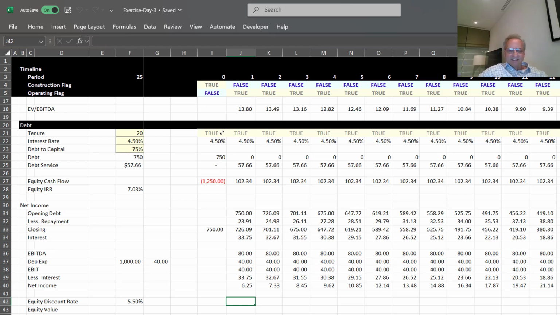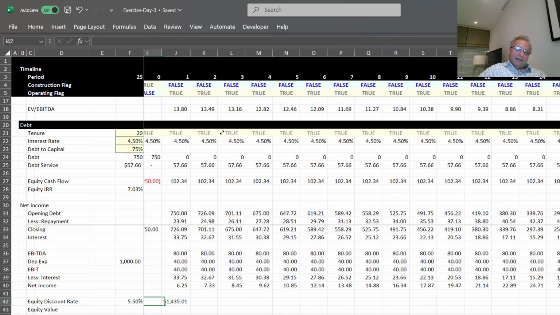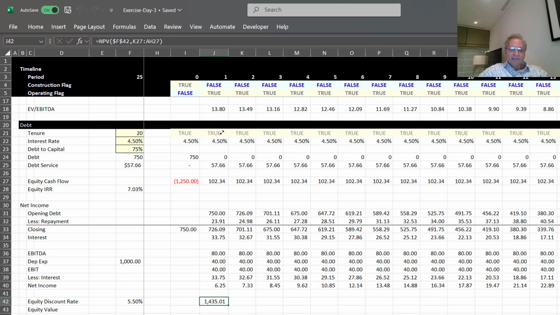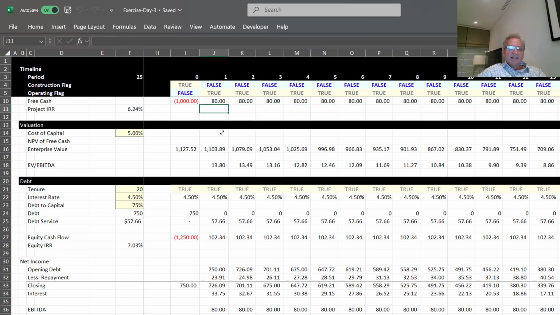Put NPV, and we go to our discount rate, lock that, and then let's take our equity cash flow up here. Next year, equity cash flow. That one, okay? And ooh, that's a high number. Is that a high number? That's surprising. Why is that? Is that higher than our enterprise value? That's bizarre. Just a minute.